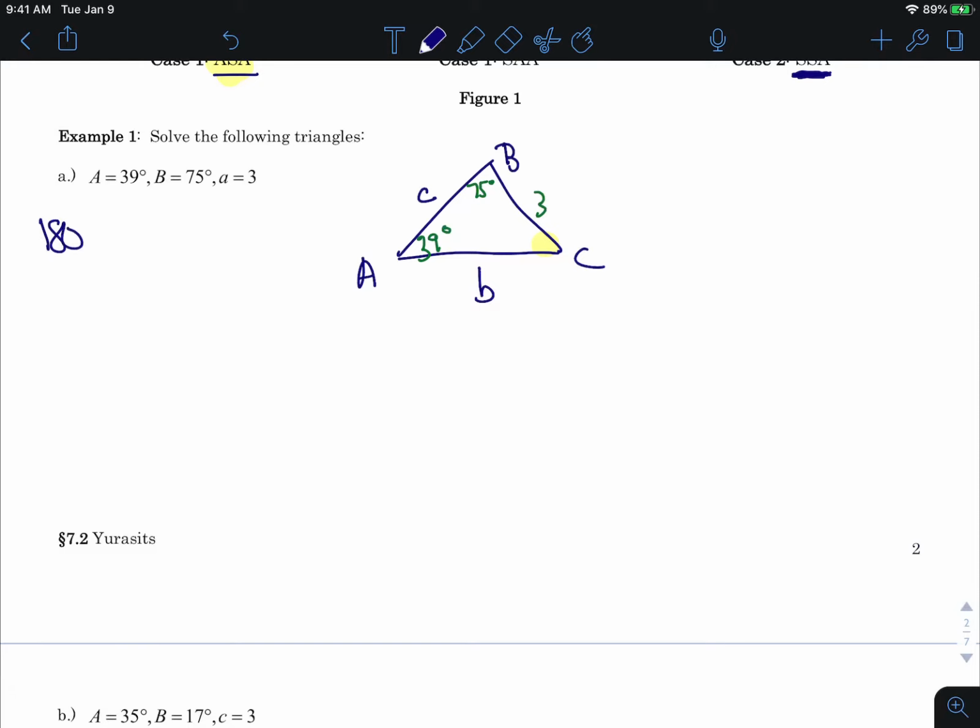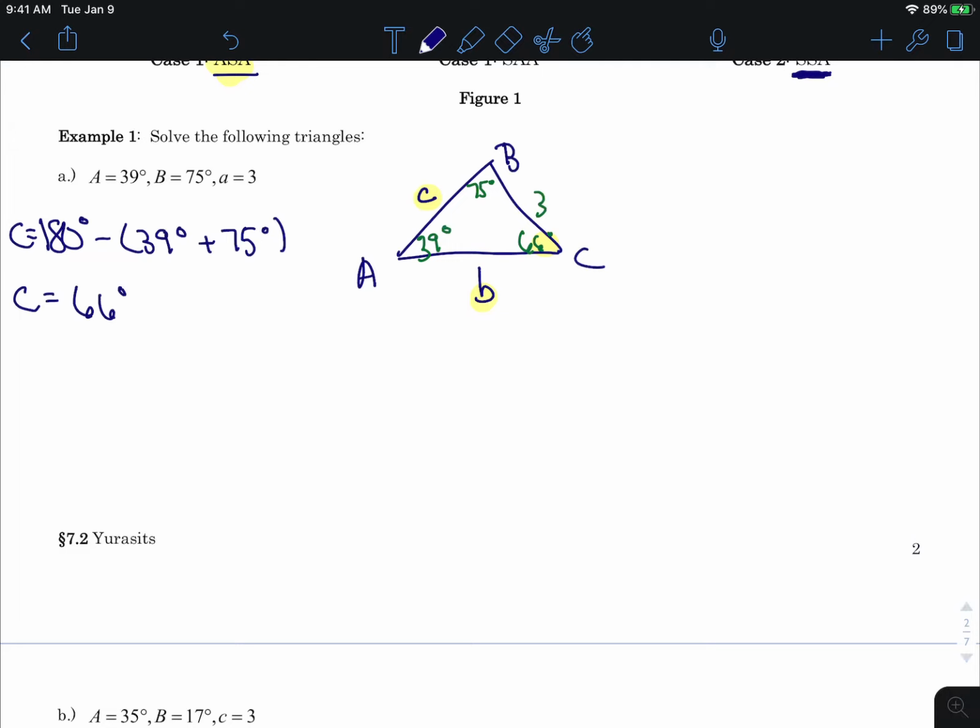So 180, take away the 39 plus the 75. Please get in the habit of using degree symbols. We mentioned this in class because it's talking about units. So if I do that, I end up getting 66 degrees. So remember when it says solve for the triangle, I have to solve for all the missing parts. So it looks like I have 2 more parts to solve for. So this guy is 66 degrees. And check and add those all up. Make sure that they're in fact 180 degrees.